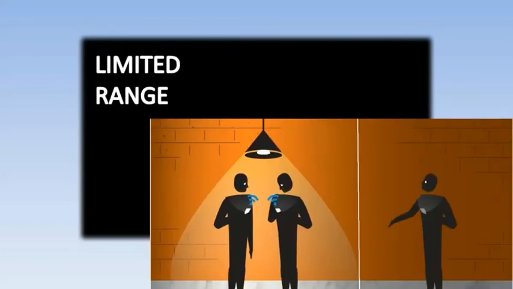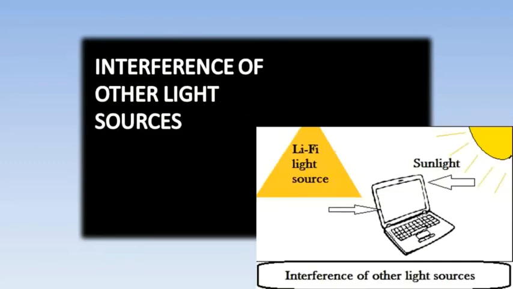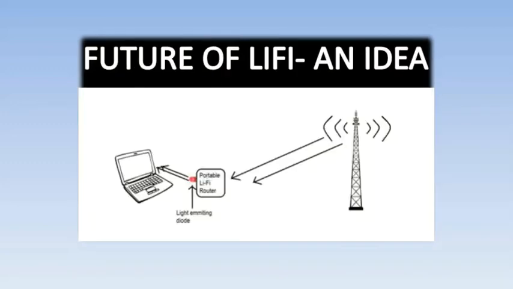Internet from Li-Fi cannot be used without a light source. As Li-Fi uses visible light, which cannot penetrate walls, there is limitation of range while using it. Other light sources, such as tube lights and sunlight, can cause interference with the signal. It is very probable that in the future, Wi-Fi will be replaced by Li-Fi, given its many advantages.